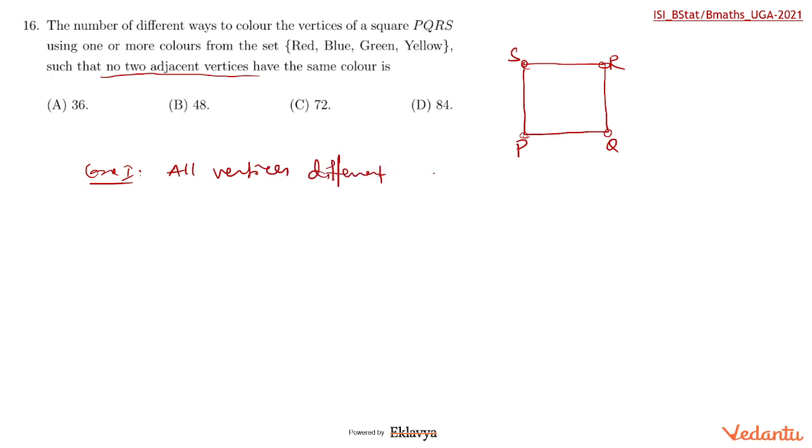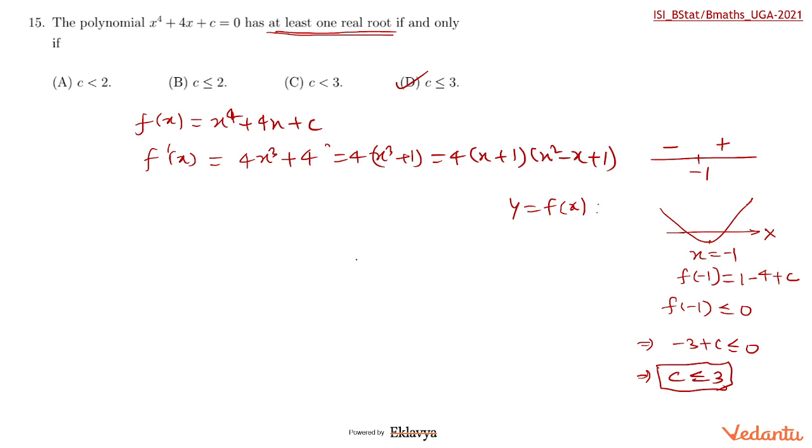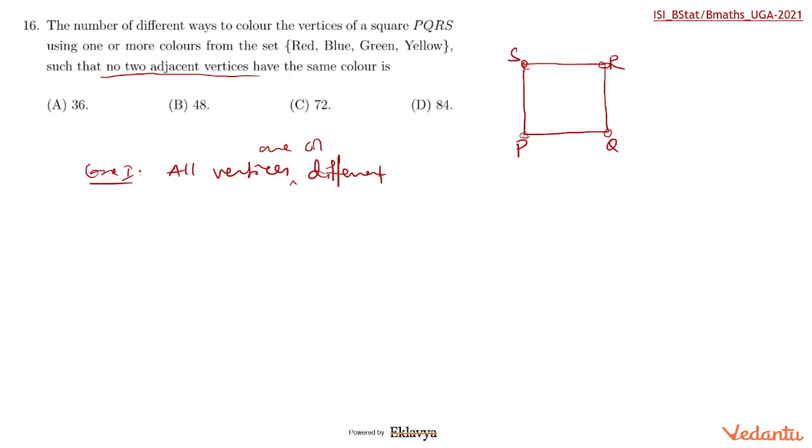Different, I mean colored differently. So we have to choose. PQRS are different, named vertices. So the answer must be 4 factorial simply. It is 24. 24. Now coming to case 2.